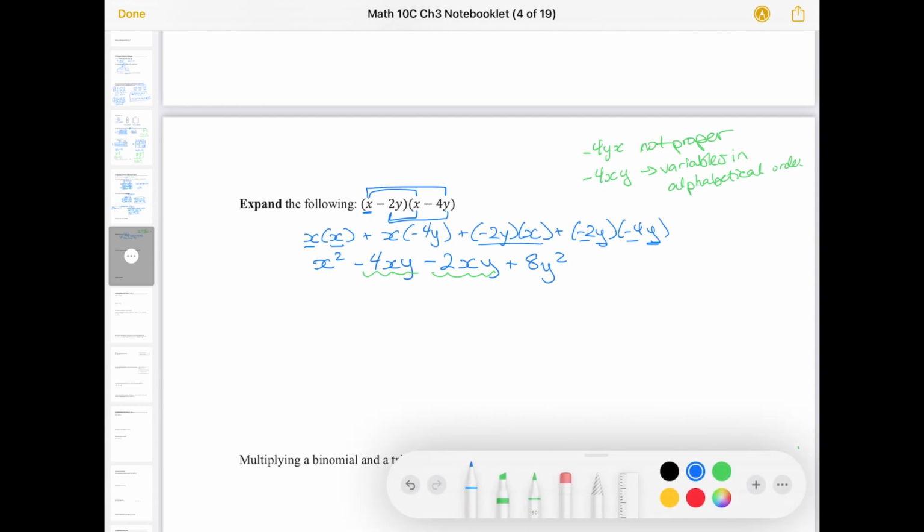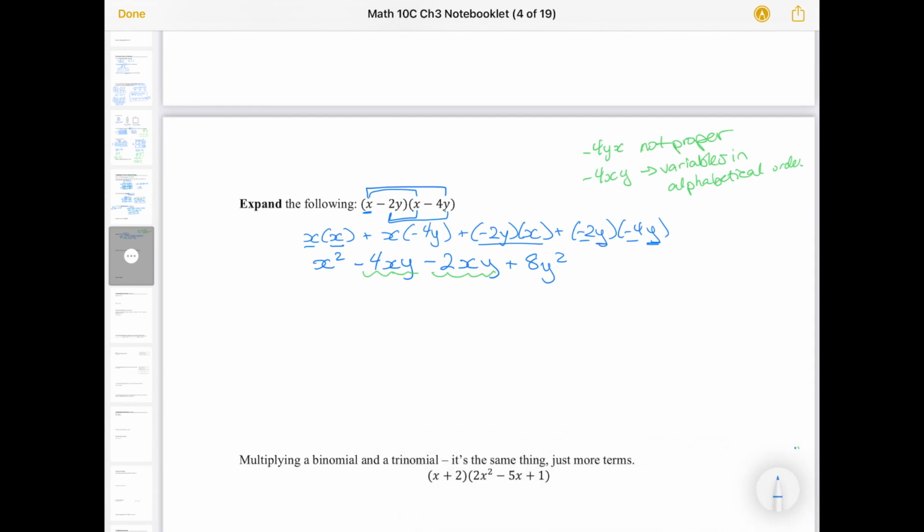All right, but anyways, we're almost done. We just need to combine those like terms that I underlined. So my x squared stays out here. Negative 4 and a negative 2, that becomes more negative. So negative 6xy plus 8y squared. So whichever way you did it, if you did area method or you did by distribution property, this is the answer that you should be getting.